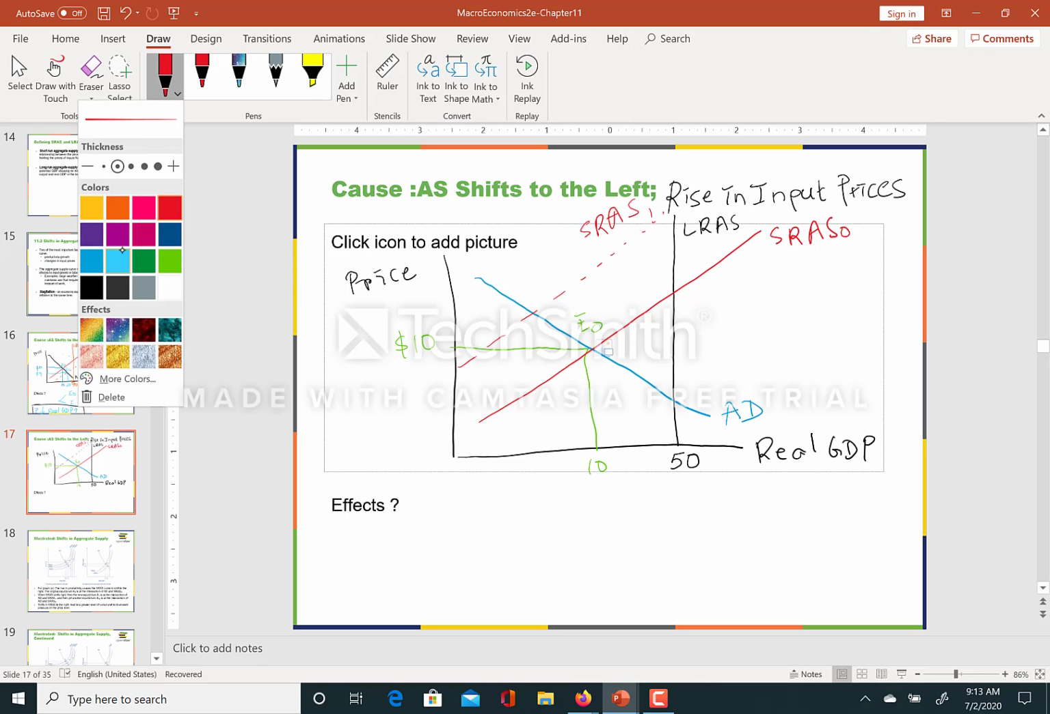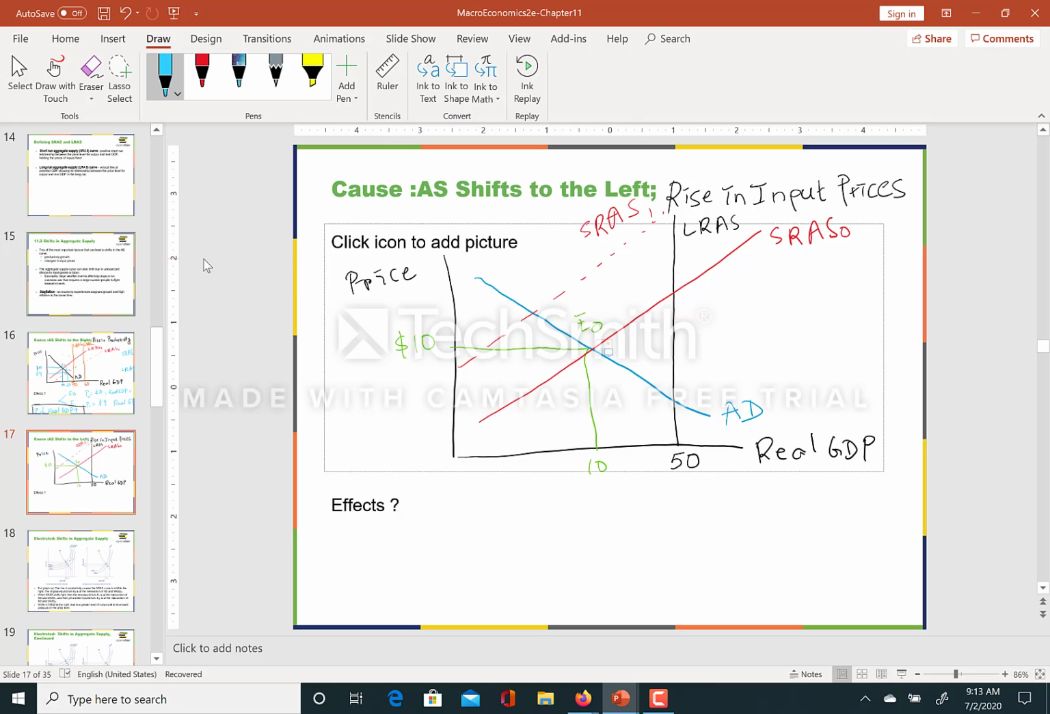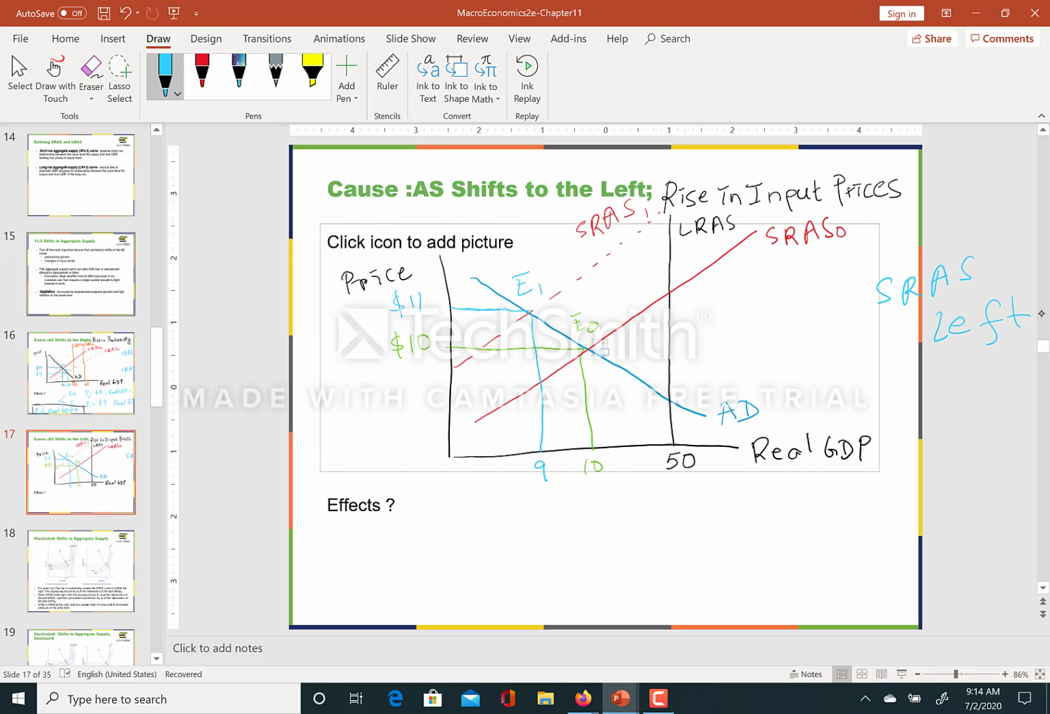So we will have another point of intersection. I'm just gonna use this pen here. So this is 11, this is 9. So I'm gonna compare points E0 to E1. So a rise in input prices just shifted the short run aggregate supply curve to the left, but unlike the increase in productivity, it did not really shift the long run aggregate supply curve. Now looking at the effects here, E0, the price was $10, the real gross domestic product was 10. Now the new point is E1. The P1 is equal to $11 and the real gross domestic product is 9.